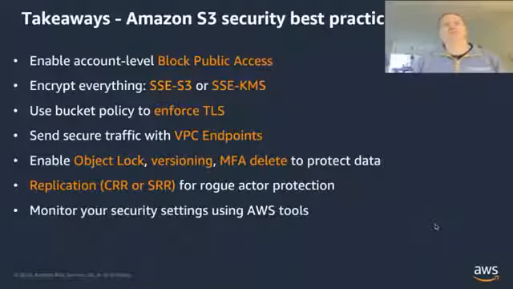You should encrypt everything. Use SSE-S3 or SSE-KMS. Use a bucket policy to enforce TLS. And send your secure traffic through VPC endpoints from your EC2 instances in your VPCs. You can enable object lock, versioning, and MFA delete to protect your data. And use replication, either CRR or SRR, for rogue actor protection. And then monitor your security settings using AWS tools.